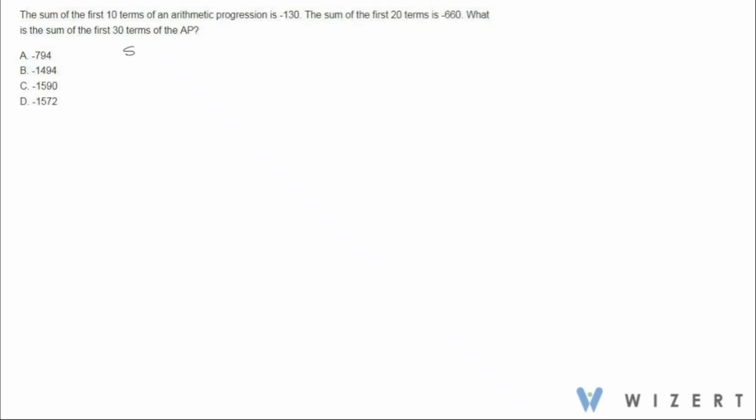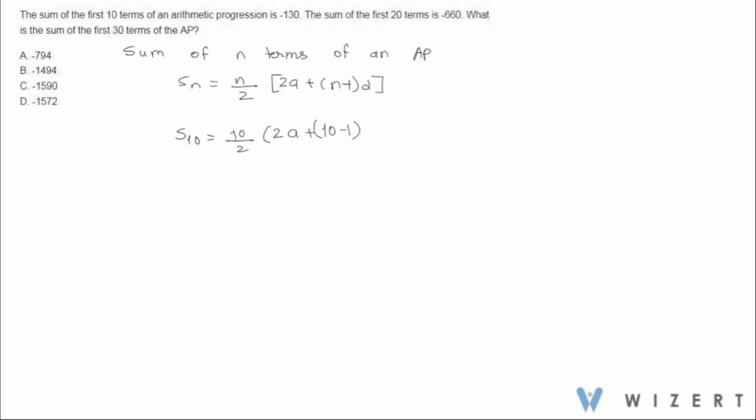Now we know sum of n terms of an AP is given by Sn equal to n by 2 into 2a plus n minus 1 into d. Therefore, sum of first 10 terms will be S10 equal to 10 by 2 into 2a plus 10 minus 1 into d.